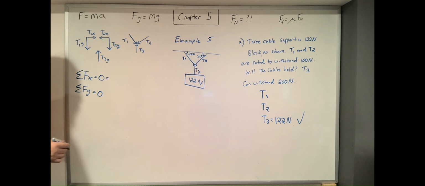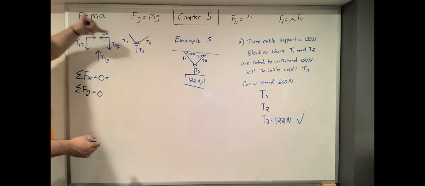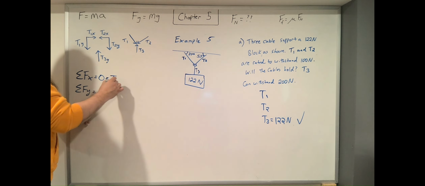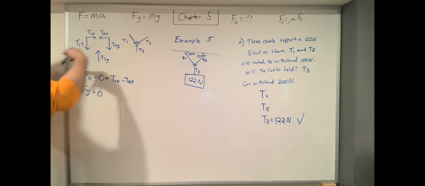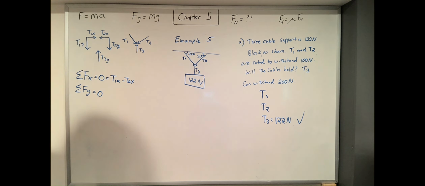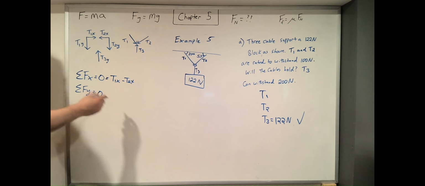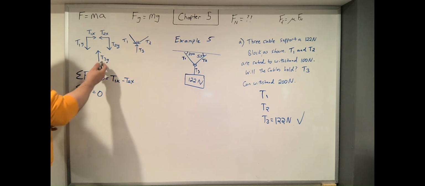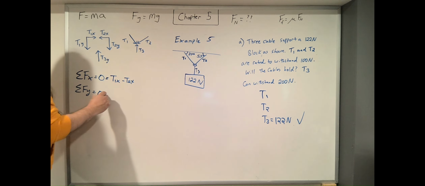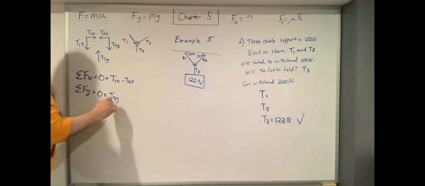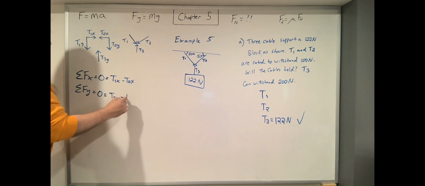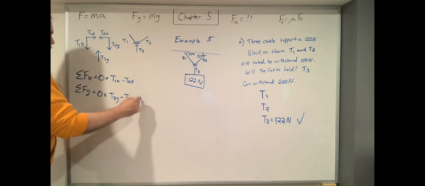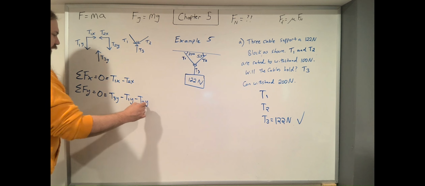In the x direction, what do I have going on? I have T1 pointing in the positive direction, so T1x minus T2x. T2 is pointing in the other direction. Those are the only two in the x direction. Okay. How about for the y direction? What do I have? Well, I have T3 pointing up. And then I have both of these pointing down. So I'm going to have a minus T1 in the y and minus a T2 in the y.